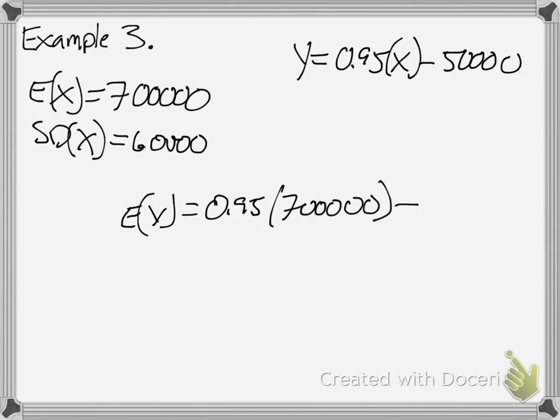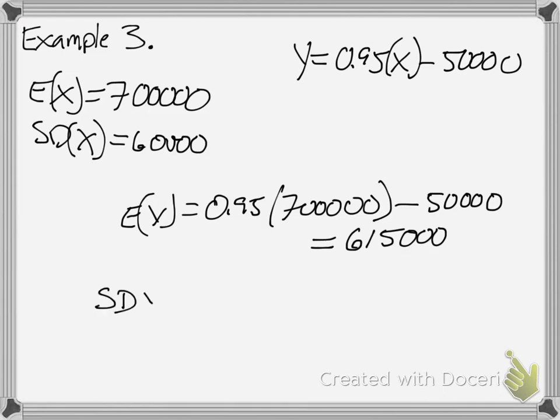And then we are going to also subtract. It is a constant, so we're going to subtract that 50,000. And that's going to give us a new mean of $615,000.